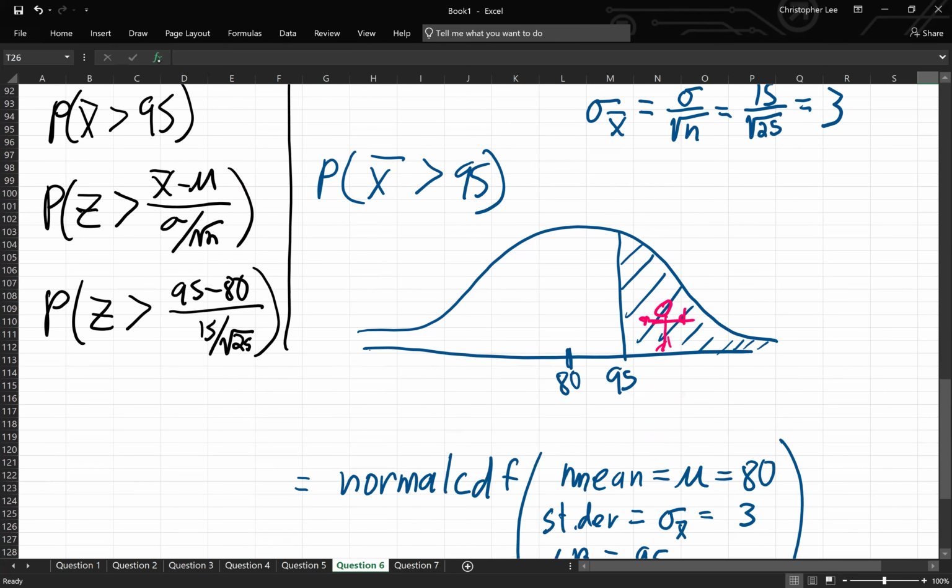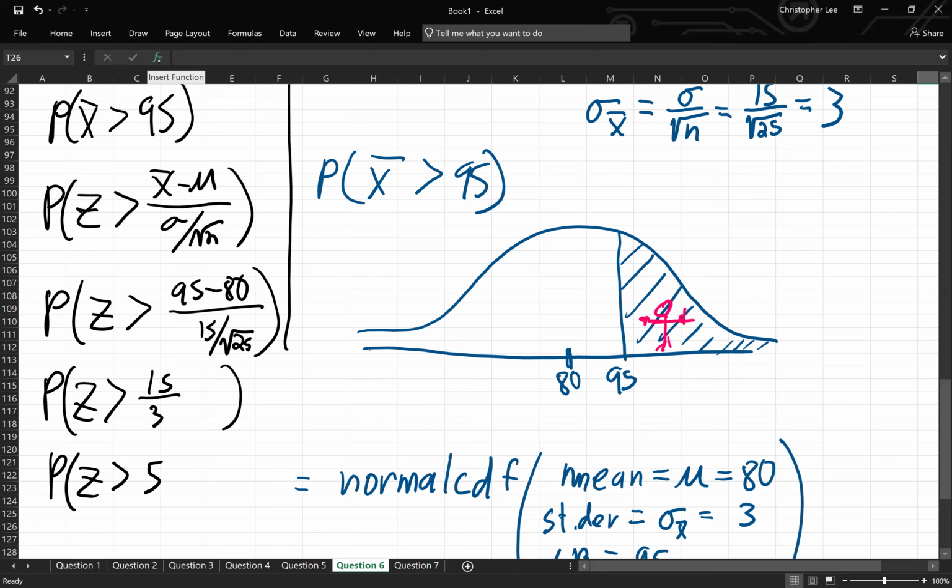Just plug it in. This is going to become the probability of Z greater than, what's that? 15 over 3, I believe. Something like that. Which is going to become the probability of Z greater than 5.00.